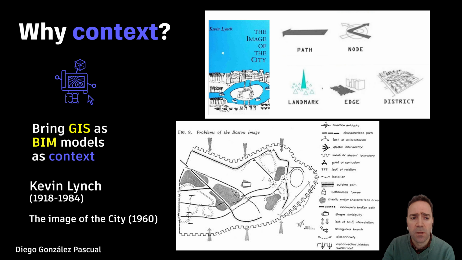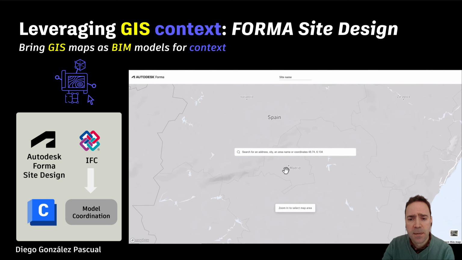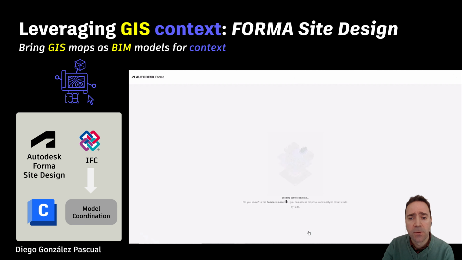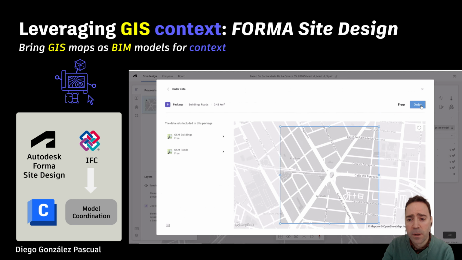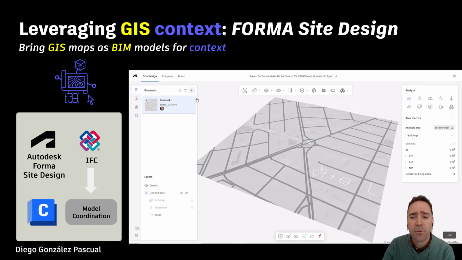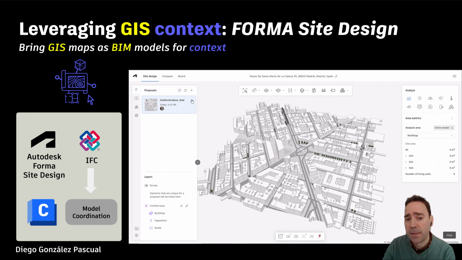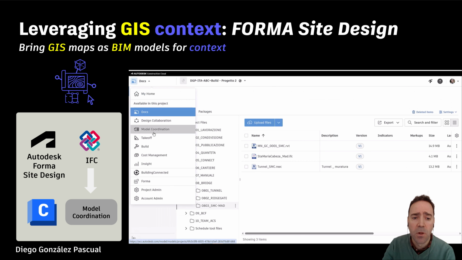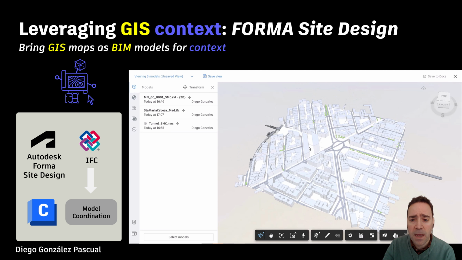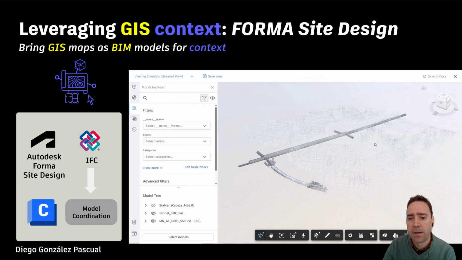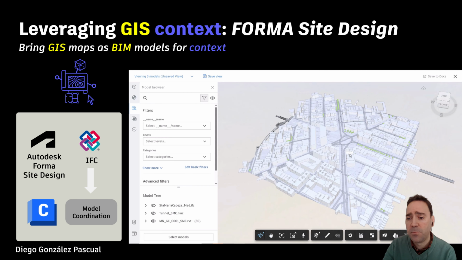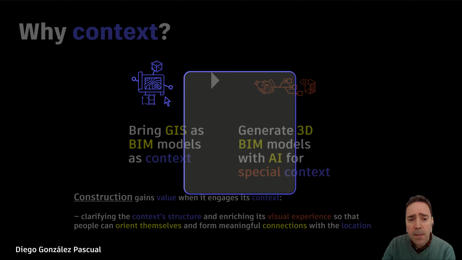Bringing GIS maps to the BIM models as context will give you a lot of information so that you understand exactly what you have surrounding your project. How can you do this? Well, in the previous video, I already showcased that you can do this with Forma Site Design. You can bring your GIS map and from it create the environment, the roads, and also the buildings. And then obviously you can export it to ACC and federate it into Model Coordination as well. That way you will have together your BIM model and also the surroundings. It's pretty simple actually. Let's go ahead.